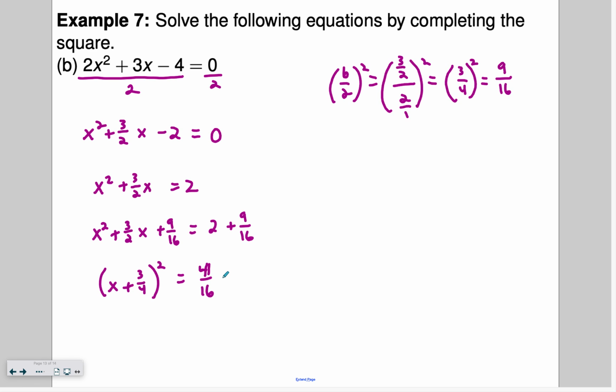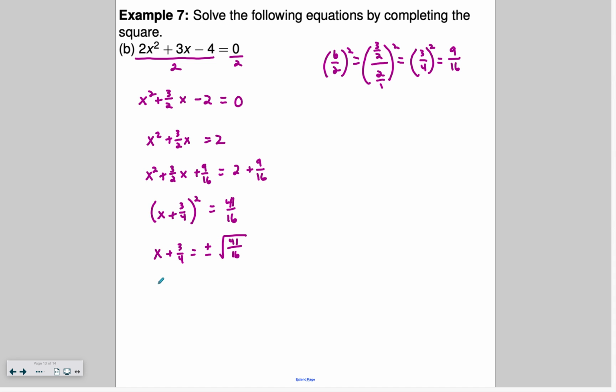Why did I do this? It's not that bad. Square root both sides, and we'll get x plus 3 over 4 is equal to plus or minus the square root of 41 over 16. Hey, I can take the square root of 16. That's not too bad. So our two answers are -3 over 4 plus or minus the square root of 41 divided by 4, because I can take the square root of 16.